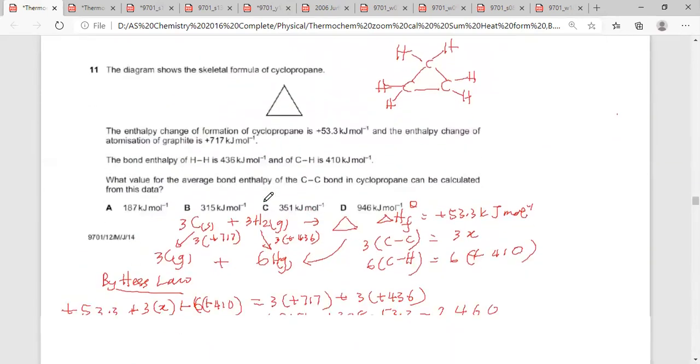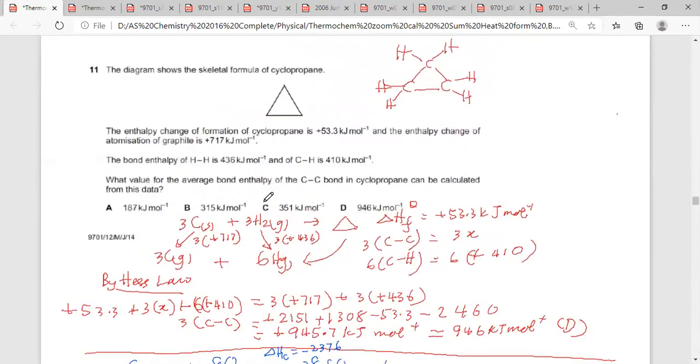Now here is a bit different. I brought up some different things as well. Now this is called cyclopropane, and this is called a skeletal diagram, which I have not done before with organic chemistry. Never mind.